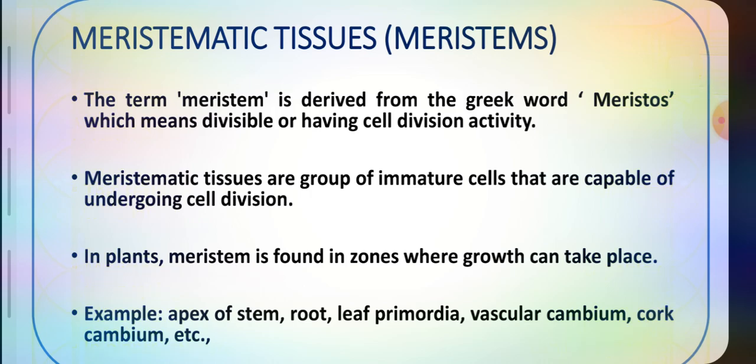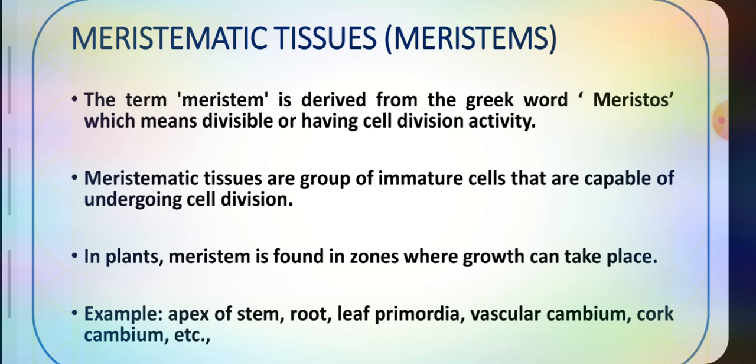And in plants, meristems are found in zones, and in those zones growth takes place. For example, meristems are found at the apex of the stem. Apex, what do you mean by apex? Tip of the stem. Apex of the root, tip of the root. Meristems are seen at the tip of the root as well as at the tip of the stem.